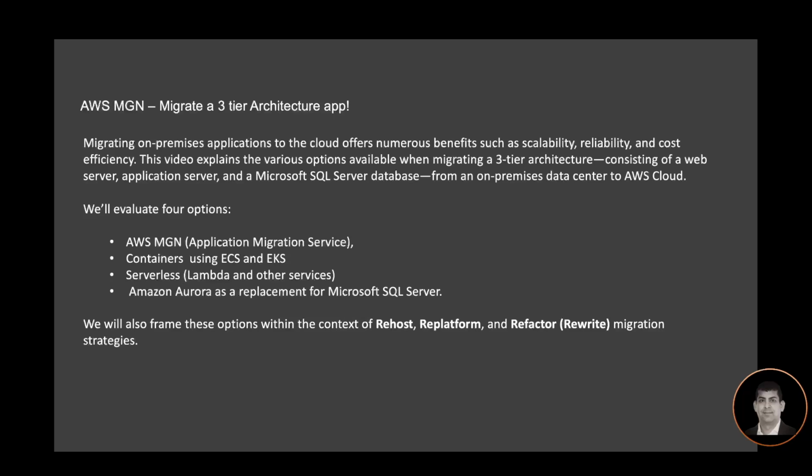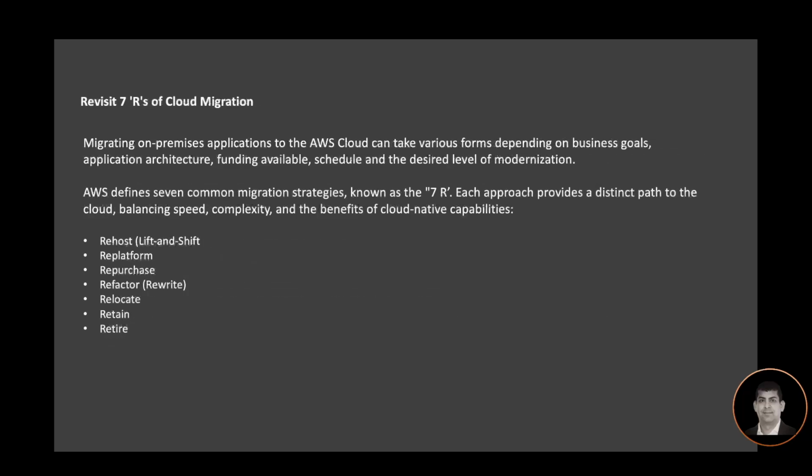We will also frame these options within the context of the Rehost, Replatform, and Refactor migration strategies, which are three of the overall 7 R's typically looked at when you are migrating from on-prem to cloud. So let's quickly revisit the 7 R's of cloud migration.